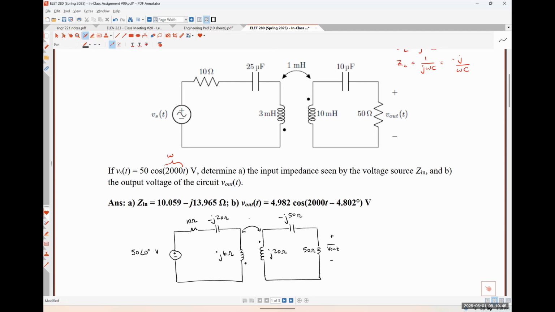And that looks like a j2 ohm impedance for my mutual inductance. Okay.